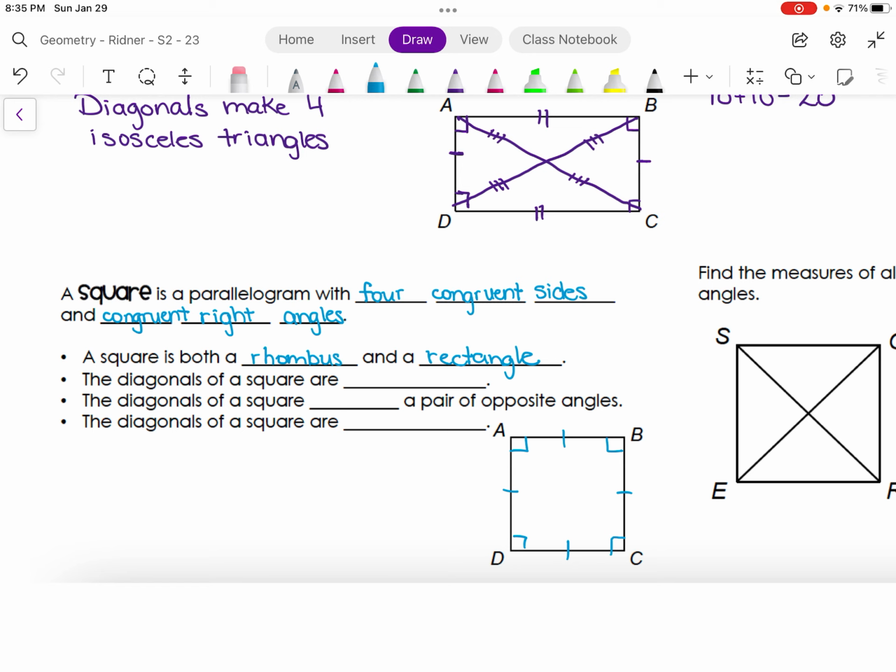The diagonals of a square are perpendicular. The diagonals of a square bisect a pair of opposite angles. And the diagonals of a square are congruent. So lots of properties there. So remember, those are congruent. They bisect. These are equal. All the things. Okay?